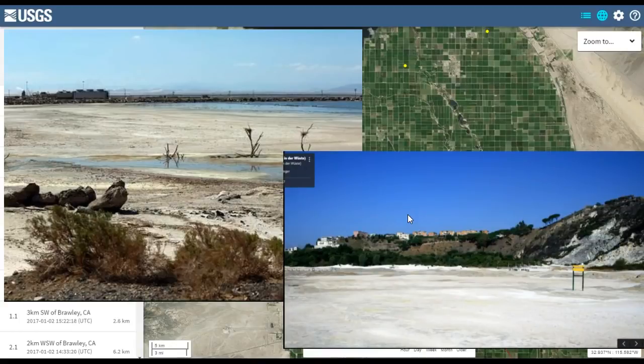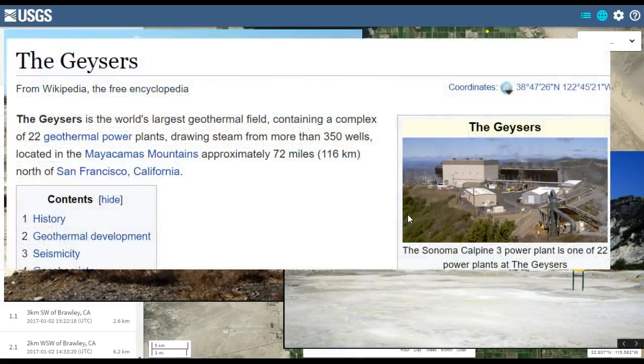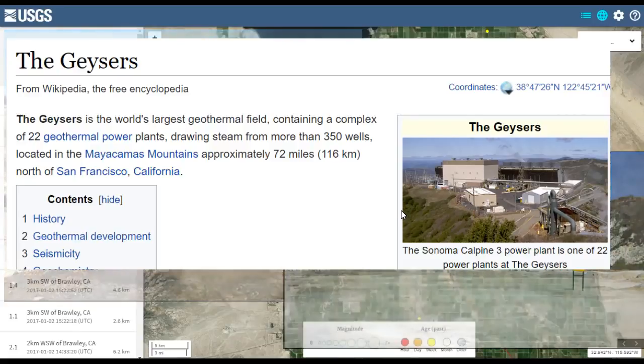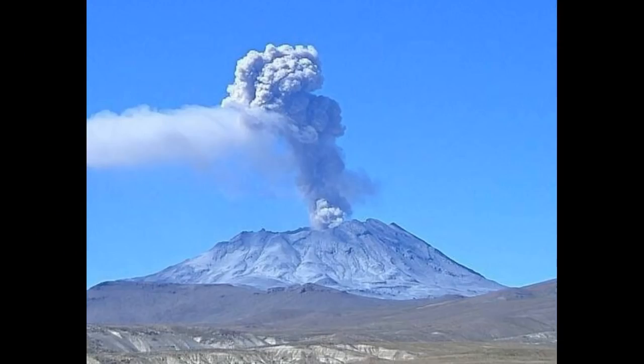Now, the bottom right image is from Italy, under the city of Naples, another geothermal activity. So we've got the Salton Sea, we have the geysers in California, we have this area under Naples. And you can look up the geysers, but it's the largest geothermal area on the planet. Largest geothermal field. It's a complex that has 22 geothermal plants. They were not able to handle the excess pressure created by this incoming energy.